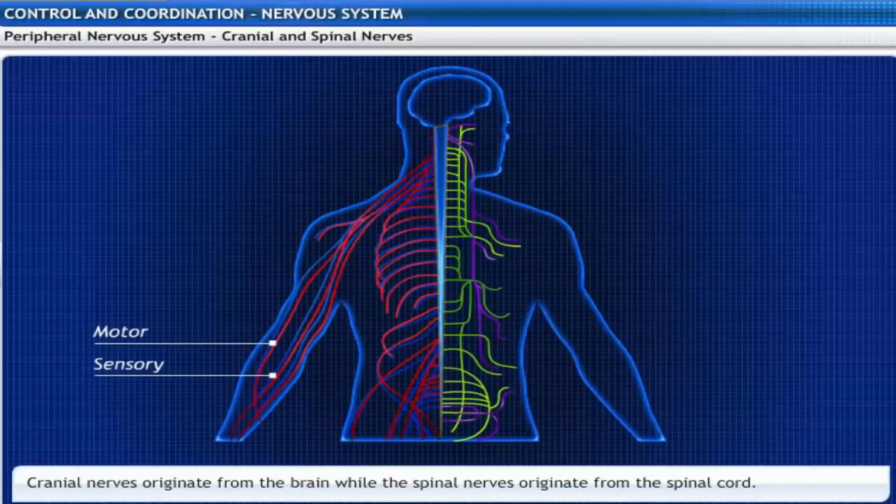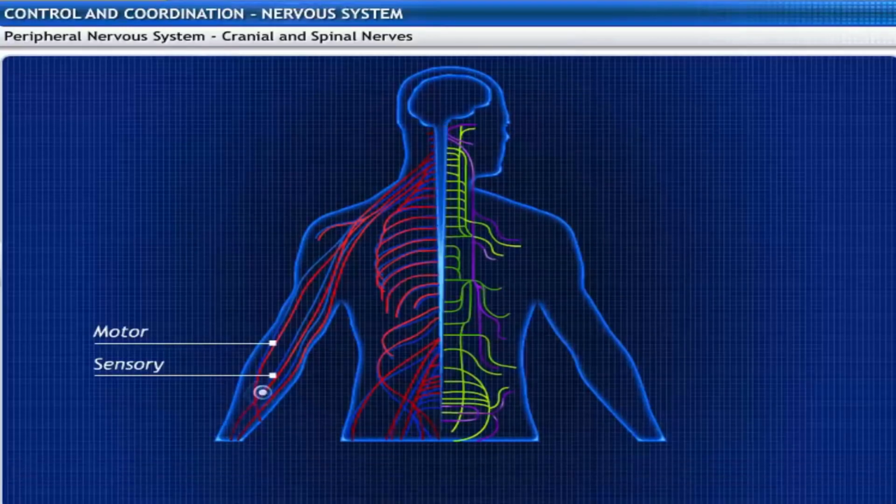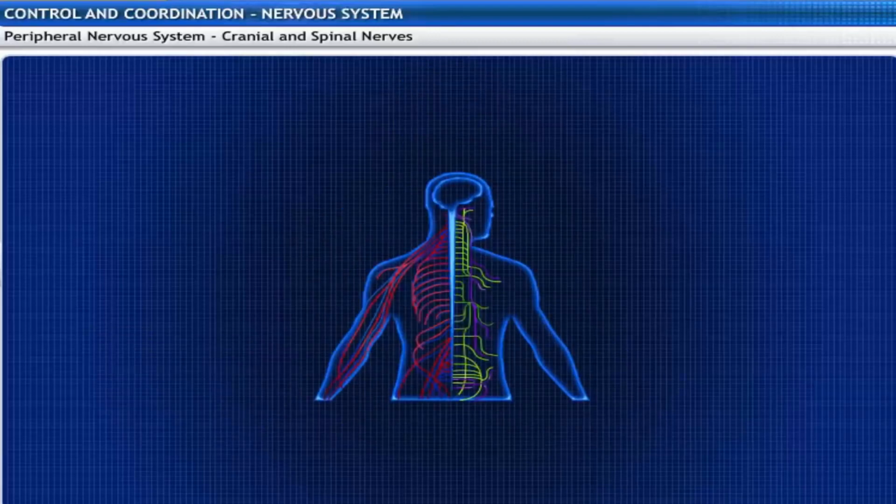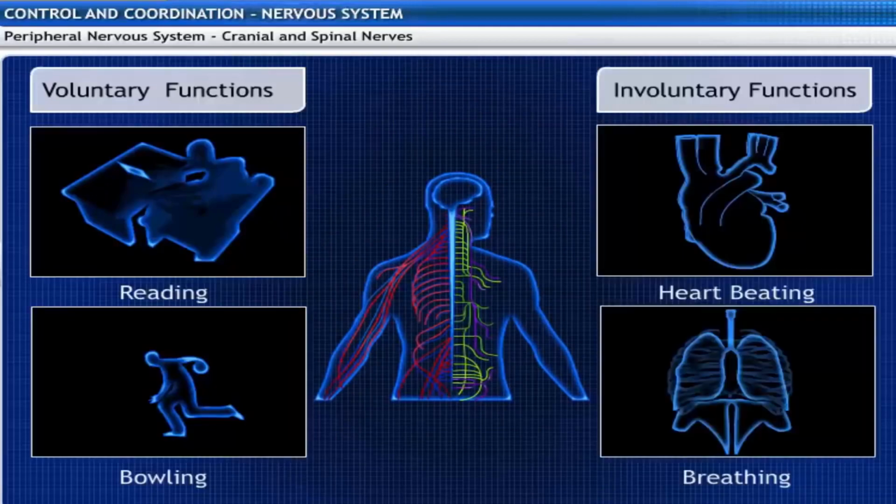Spinal nerves originate from the spinal cord, and all spinal nerves carry impulses to and from the central nervous system. Spinal nerves are mixed nerves. The peripheral nervous system receives as well as transmits impulses. The former is carried out by sensory nerves and the latter is carried out by motor nerves. Motor nerves control both voluntary and involuntary functions.